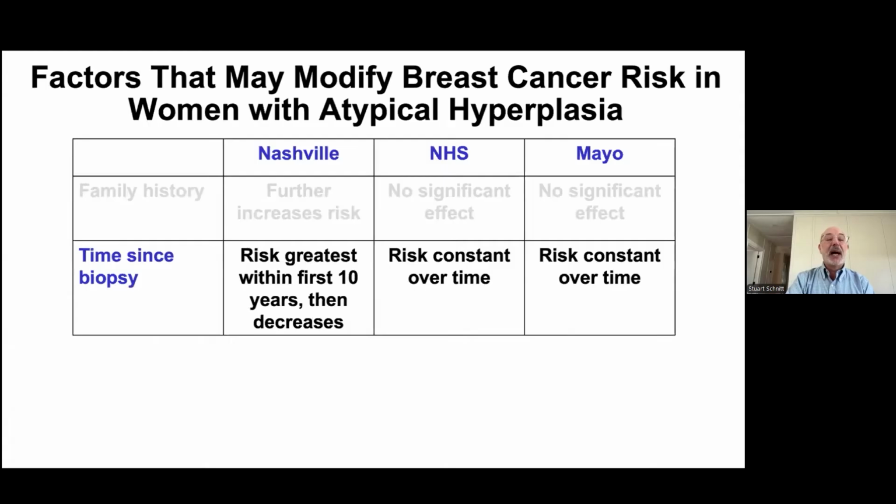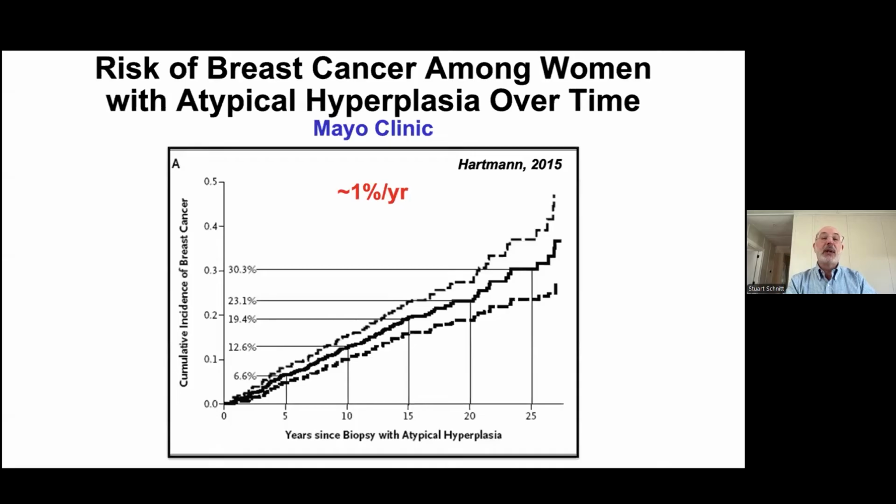What about the time since biopsy? Well, in the Nashville study, they found that the risk associated with atypical hyperplasias was greatest within the first 10 years and then decreased over time. But again, the Nurses' Health Study and the Mayo Clinic study have found something somewhat different. They found that the risk is fairly constant over time. And these are data from the Mayo Clinic study showing the risk associated with atypical hyperplasia over time for the subsequent development of breast cancer. And you can see that this is a fairly constant line going from the time of the initial biopsy out through 25 years, with an absolute risk of developing breast cancer of about 1% per year in women with atypical hyperplasias.